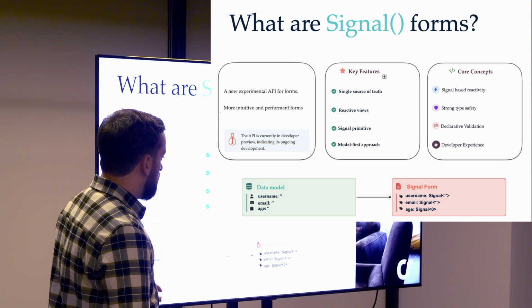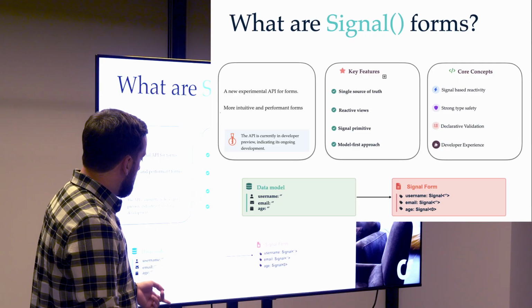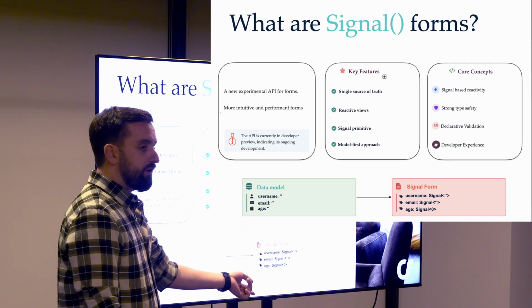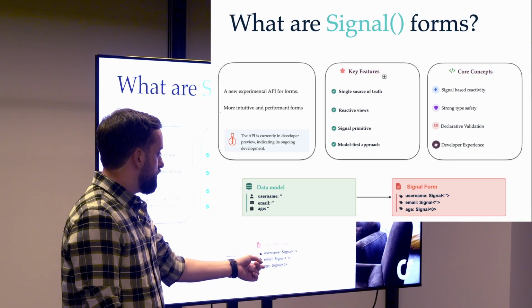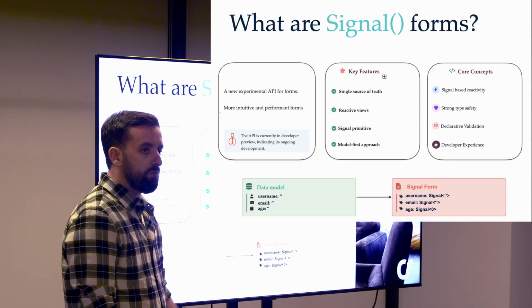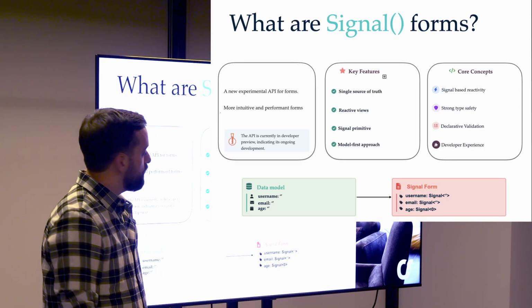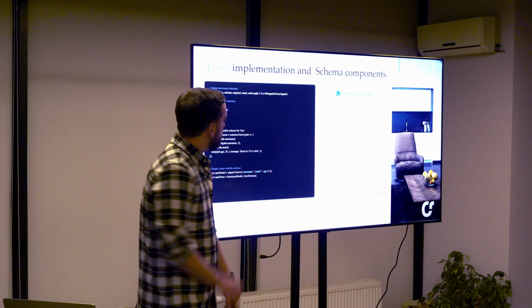This is a basic example. For example, we have a data model on the left side with username, email, and age. In order to get into a form, it needs to be transformed into a signal form, where each input becomes a signal, and that one can be passed to the form. Let's start with this example.